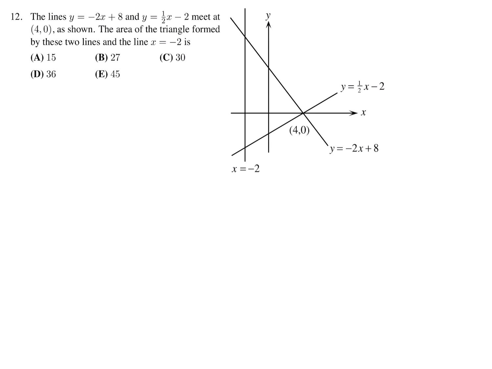The lines y is equal to minus 2x plus 8 and y is equal to a half x minus 2 meet at (4, 0) as shown. The area of the triangle formed by these 2 lines and the line x equals minus 2 is. All right. Let's see here. Where would you like to begin?